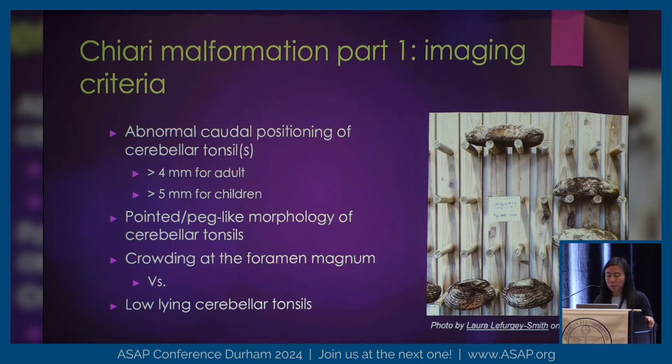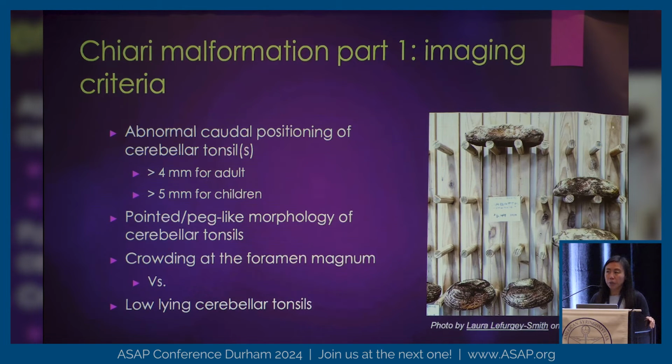So the criteria that I use pretty strictly is abnormal caudal positioning of cerebellar tonsils. I use 4 millimeters for adult and 5 millimeters for children. That's what we used at Children's Hospital in Chicago. I can't say that everyone uses those numbers. You've probably seen a whole spectrum. A lot of people use 5 in everyone. This is really the proper way, if children are allowed an extra millimeter.